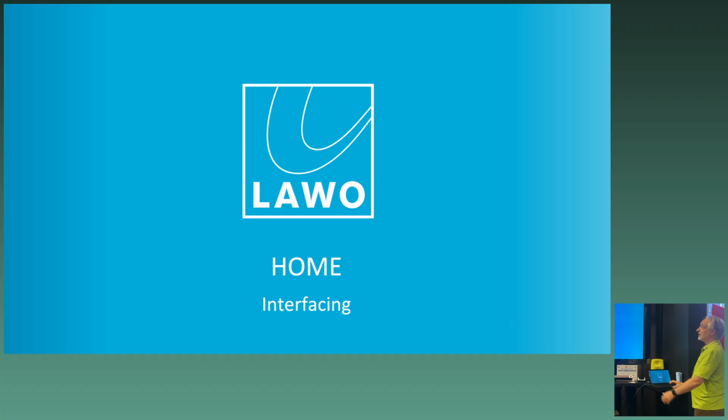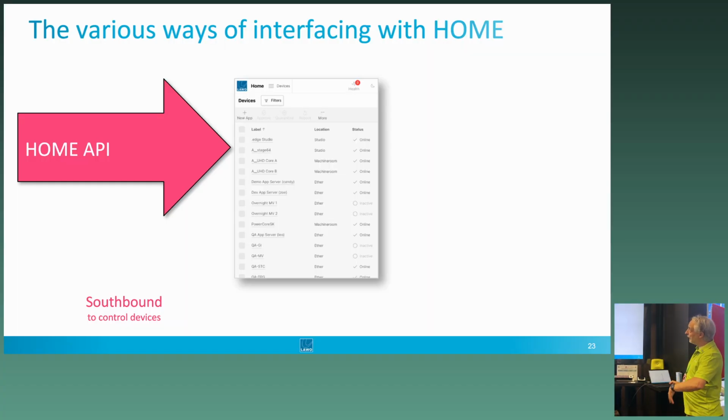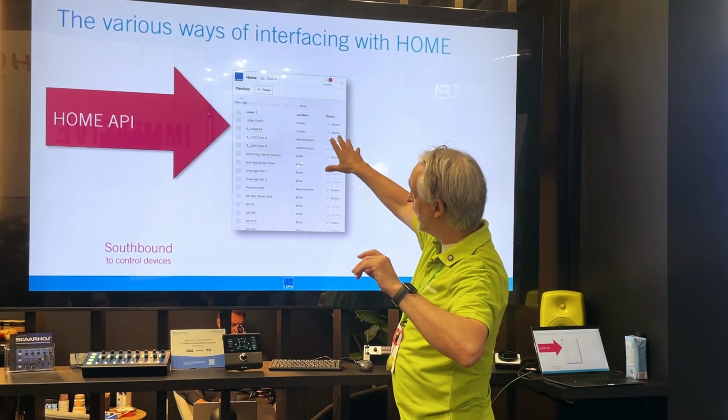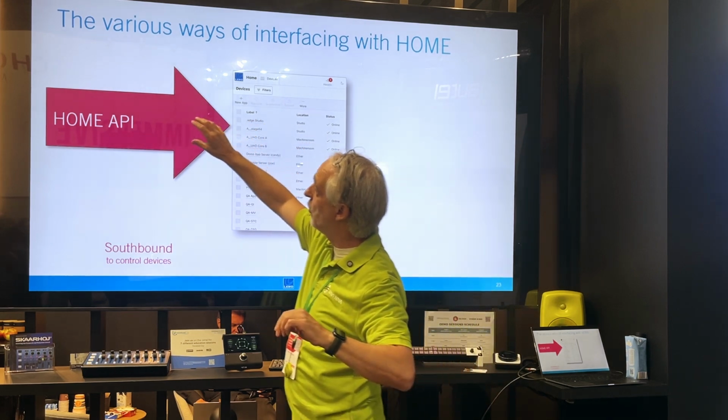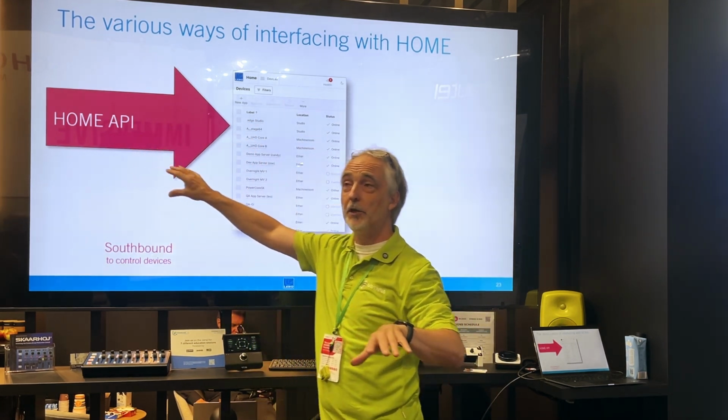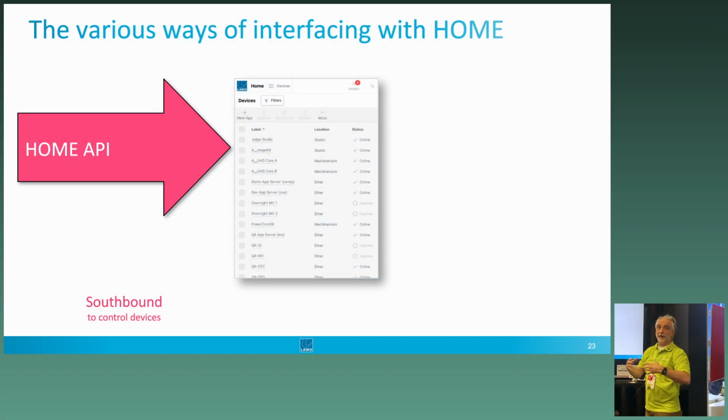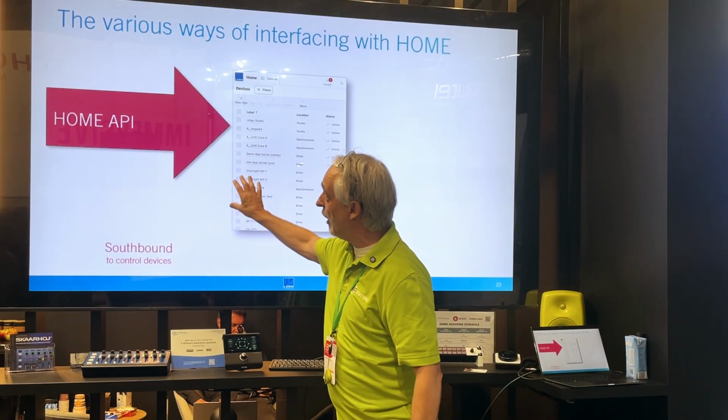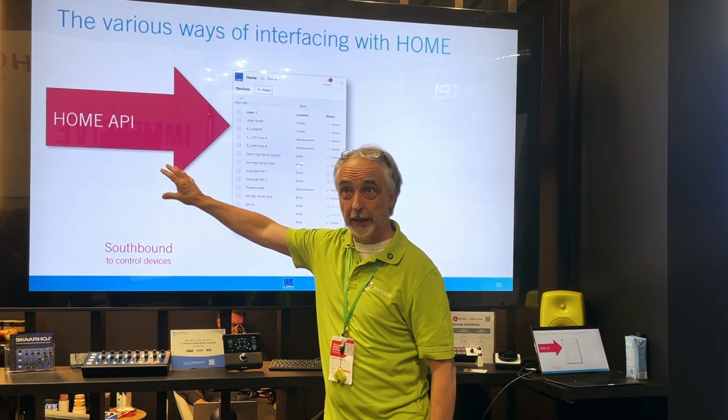Okay, next thing is the interfacing, which is very important. So there are various ways to interface with Home, just Home as the core, in the middle, as the operators. We have the Home API. So devices who want to be part of the Home environment would have to implement a Home API. That is something which is provided by Lawo, but has to be implemented by the device manufacturer. And DirectOut has done that with the Prodigy, and I think some more devices are on the list as well. So that's what we call the southbound interface through the native Home API, right?